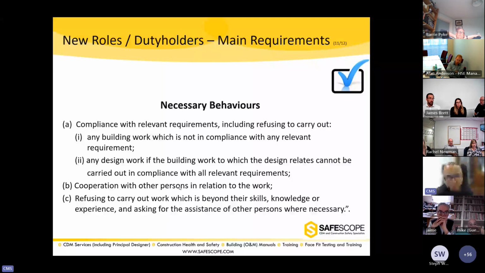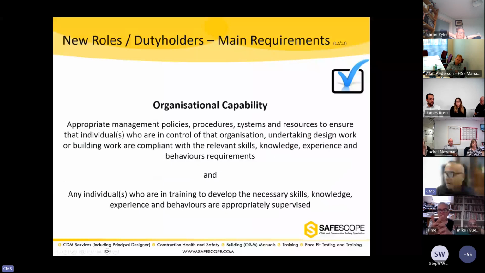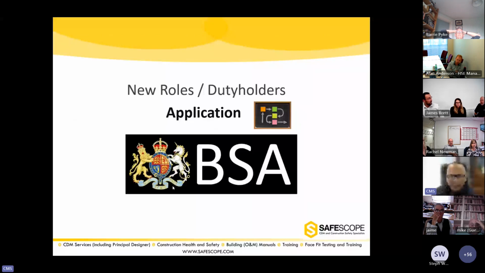So those are the behaviors necessary that we are asking about, and the organizational capability, which already was a requirement under CDM regulations, but that's been explained a little bit more, that it includes the relevant skills and the processes, etc. Now, how that will apply, and it's very important you stay with me for this application, because I'll go through a flow diagram to see how this will work, and we'll then take a break afterwards because it has already become too much, and my throat gives away very quickly.